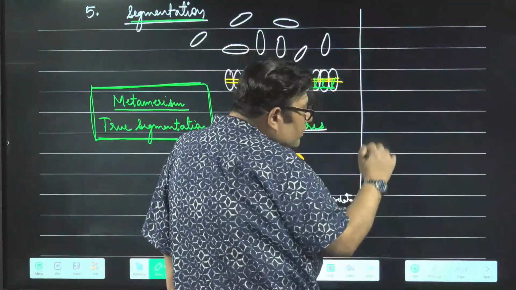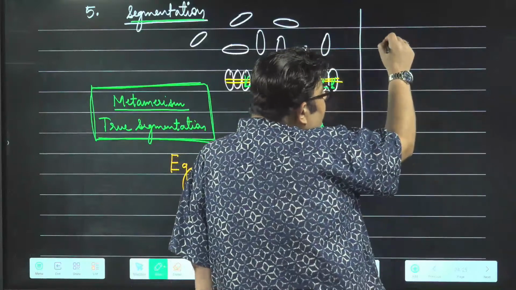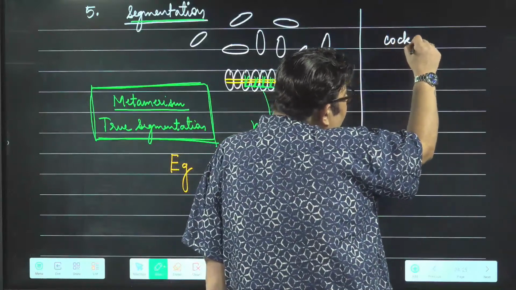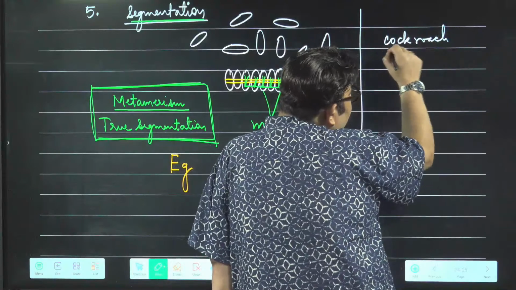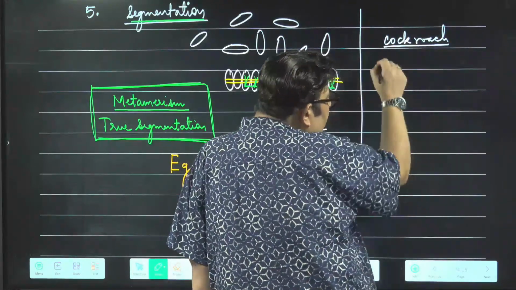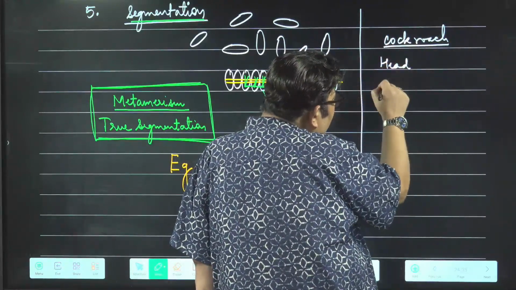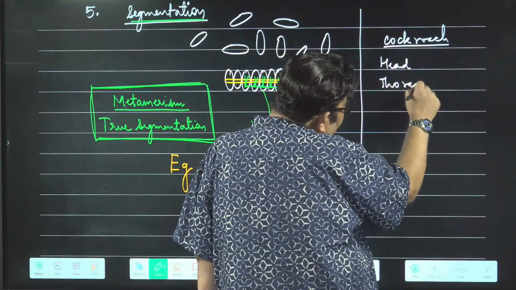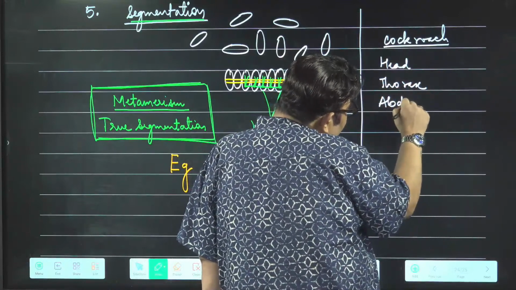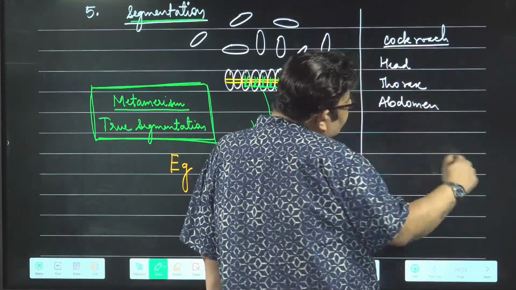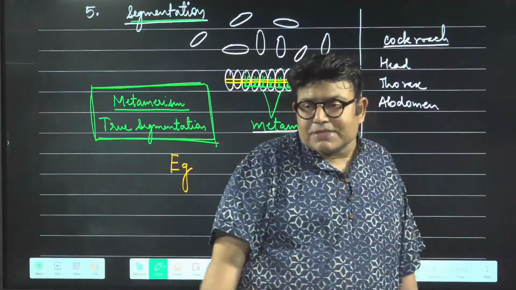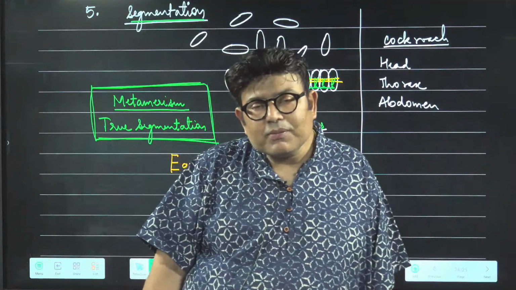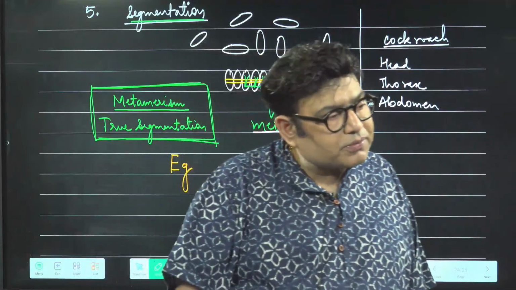In Arthropoda, please revise. In case of cockroach, tell me. In case of cockroach, my question is, the body can be divided into head, thorax, and abdomen. Can you please tell me how many segments fuse to form the head capsule?